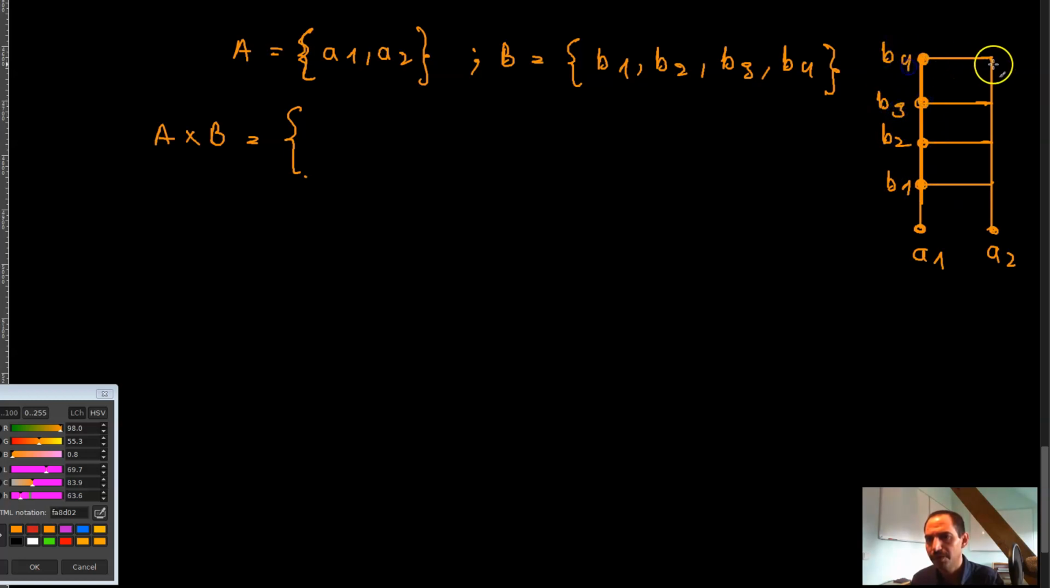I don't really know what to call this, but you can use this pattern to create your ordered pairs. You could start with A1 and then use all of these, and then start with A2 and again use the same elements here. You would come up with A1 B1, A1 B2, A1 B3, A1 B4, A2 B1, A2 B2, A2 B3, and A2 B4.